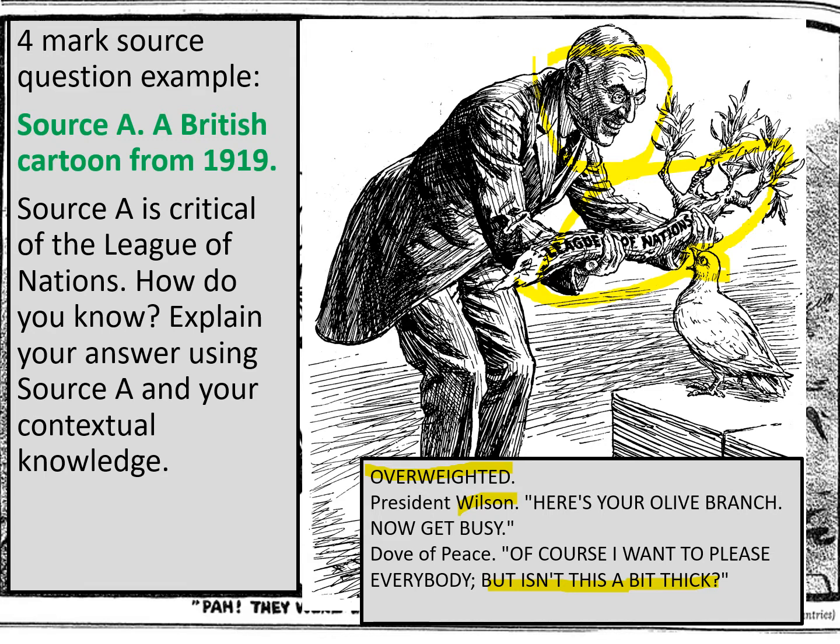So Source A is critical of the League of Nations. How do you know? Well, we know because of how Wilson is shown. We know because of the size of the branch and the fact that the dove cannot carry it, and the fact that the cartoon is called Overweighted and that we can see the dove itself knows it's not going to work. So we need to be mentioning those kind of things in our answer, and we also need to match that with a little bit of knowledge.